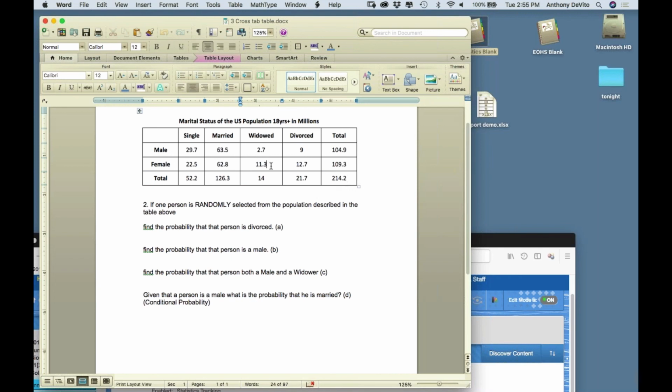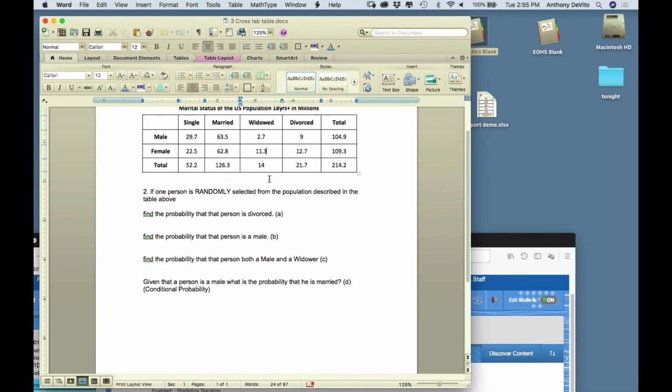But given that they're widowed, what's the probability that they're female? In other words, once you have that condition, you're only looking at the people that are widowed. So given that they're widowed, what's the probability that they're also female? Well, that's 11.3 out of 14.